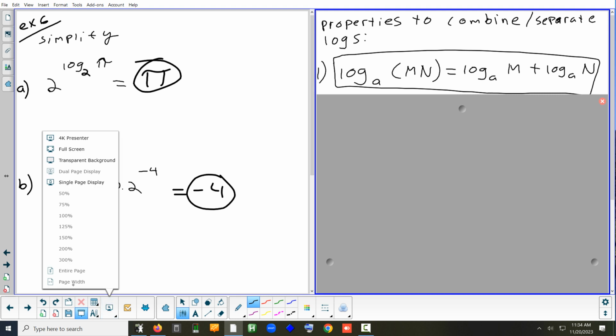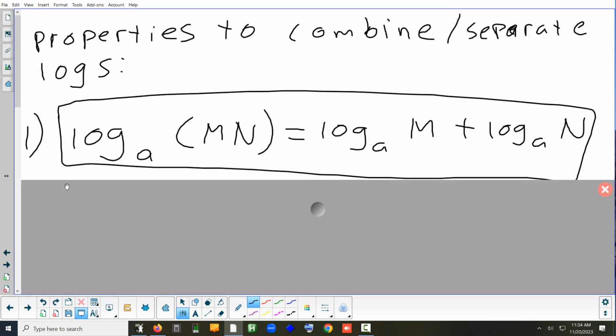If you take the logarithm of a product, you can split that apart as a sum. In fact, you can split it into as many sums as you have factors. So if you had x times y times z inside, it'd be log x plus log y plus log z. So a product changes to a sum. Whatever the base was to start the problem, that's the base that remains through the whole thing, whether you're splitting it or combining it.